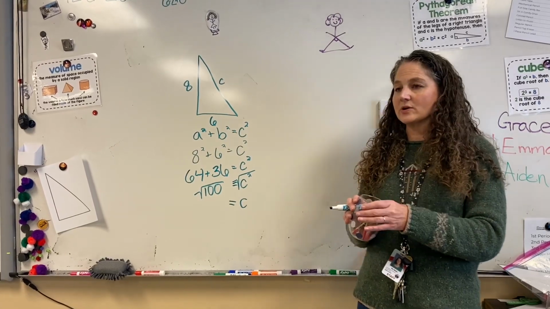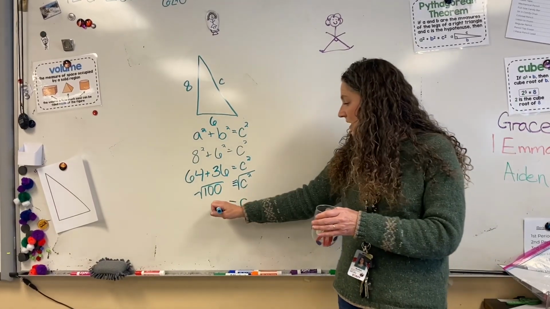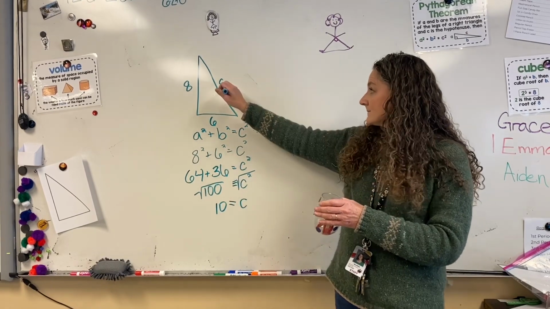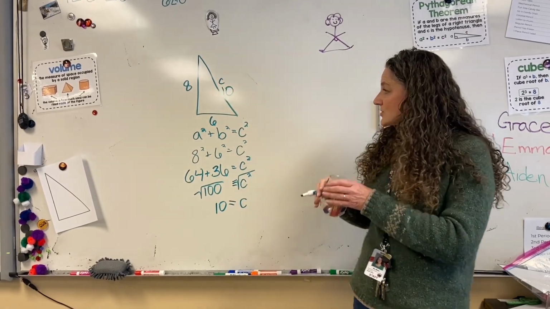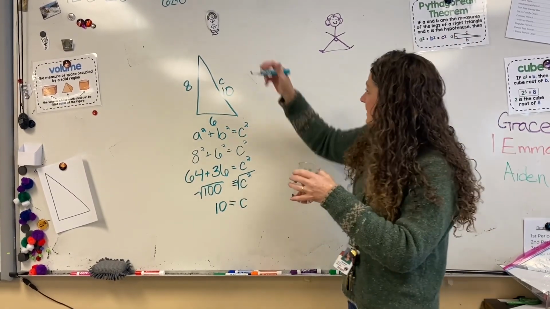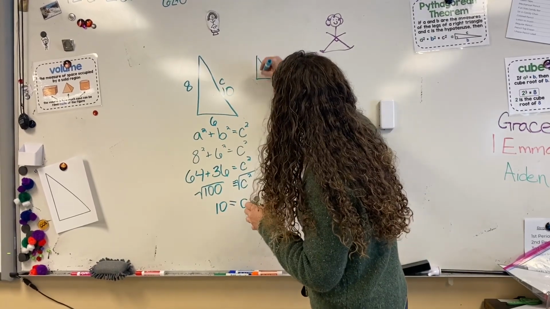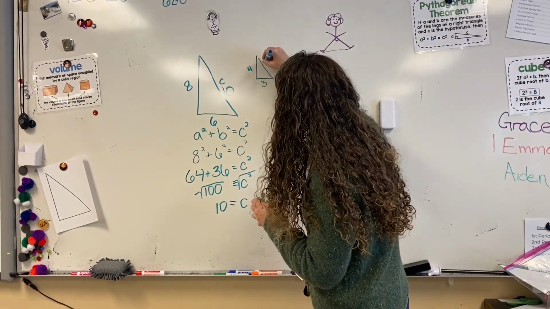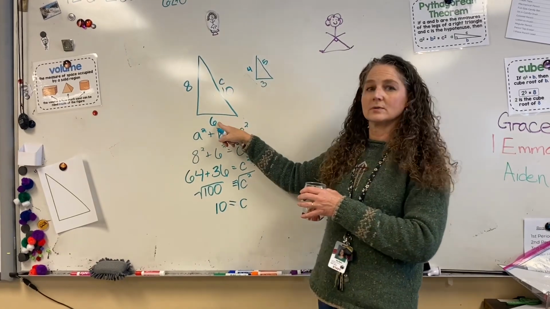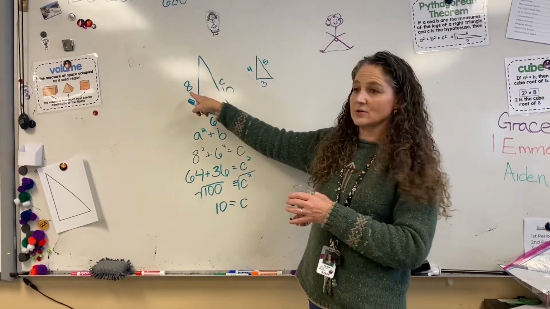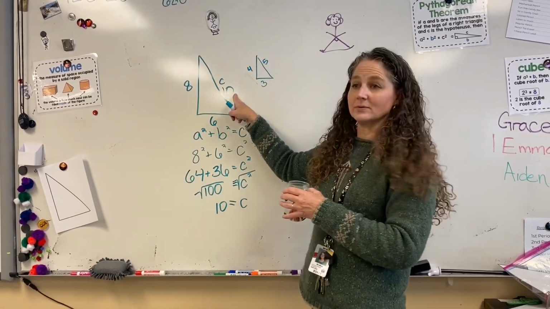Grace, what's the square root of 100? 10. So what does C equal? Kind of an interesting thing. Our first triangle was 3, 4, and 5. What's 3 times 2? What's 4 times 2? What's 5 times 2? 10.